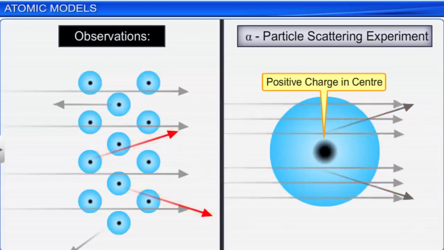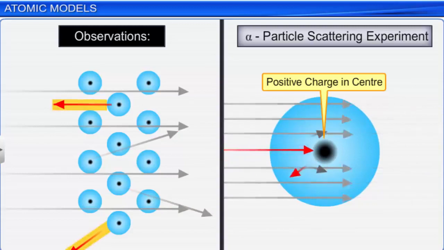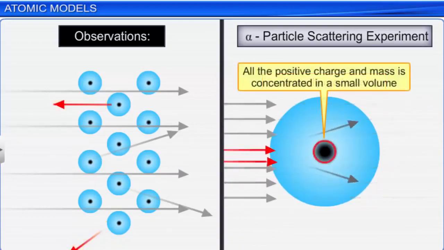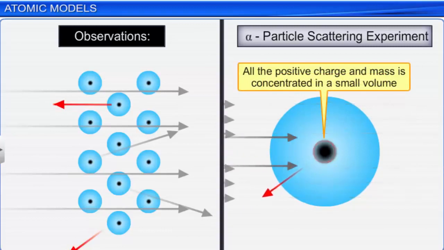Rather, it is concentrated at the center in a very small volume. The alpha particles that are deflected by larger angles and by 180 degrees indicated that the atom has a dense, positive charge with entire mass concentrated at the center.